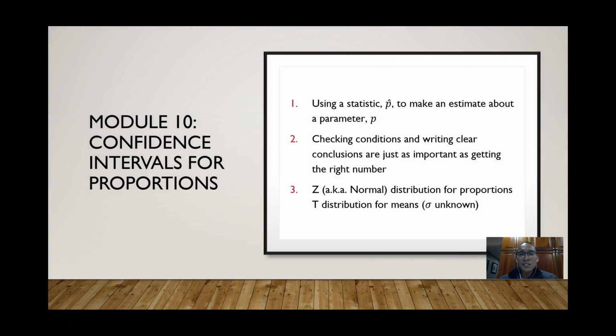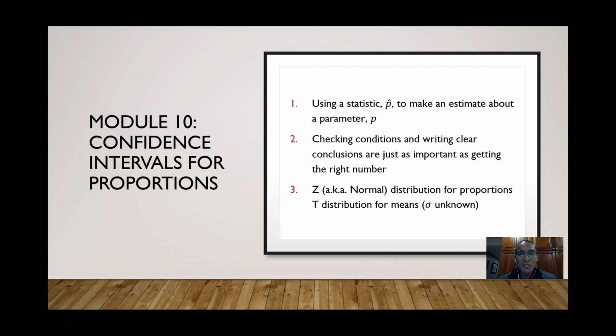You're going to see it's going to look very familiar to what you saw last time, where we're using a statistic, but this time it's going to be p hat, which is our sample proportion, but we're going to use it to make an estimate about our parameter, which is going to be p, the population proportion. And so you're going to see we have to check our conditions and write clear conclusions, in the same manner that we were doing before.